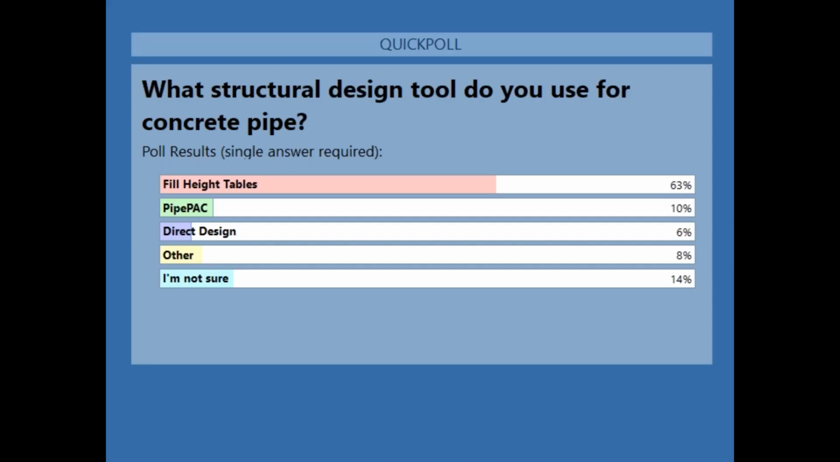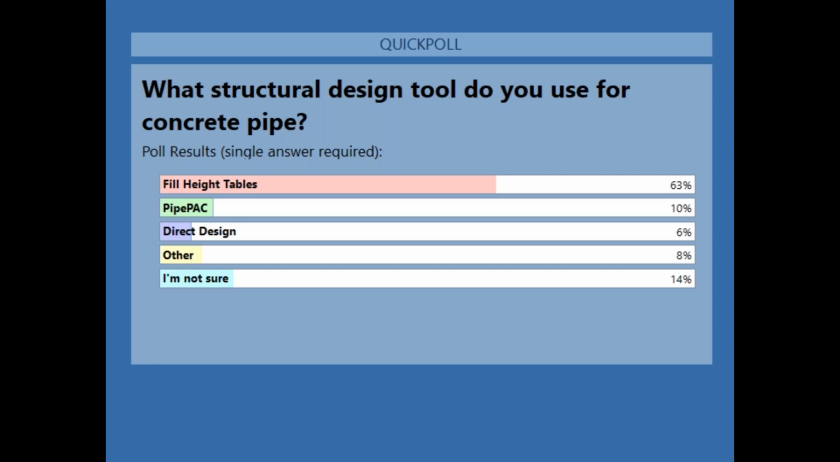Okay, so Paul, the results are 63% use fill height tables, 10% use PipePack, 6% use direct design, 8% is other, and 14% is not sure. Okay. I'm curious to know what the other is, but yeah, that's interesting.